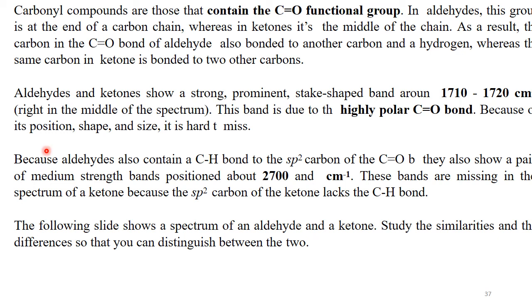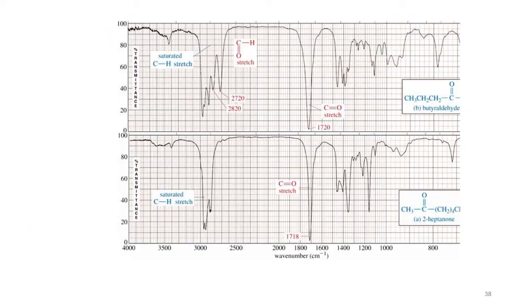Because aldehydes also contain a CH bond to the sp2 carbon of the C double bond O, they also show a pair of medium strength bands positioned around 2700 centimeter inverse. These bands are missing in the spectrum of a ketone because the sp2 carbon of the ketone lacks the CH bond. The following slides show a spectrum of an aldehyde and a ketone. Study the similarities and the differences so that you can distinguish between the two.